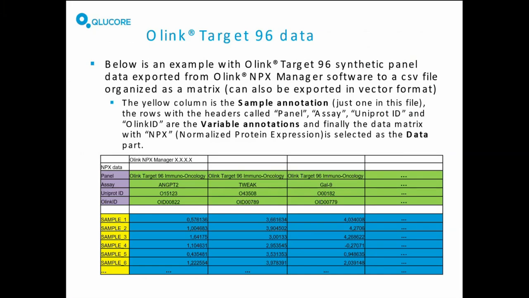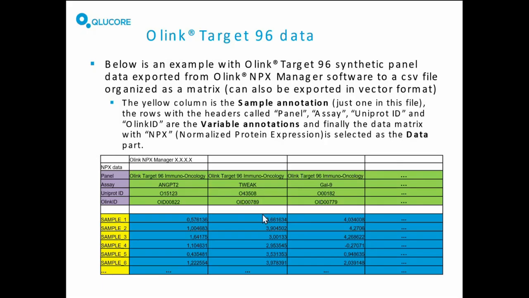For instance, target 96 and target 48 panels. And here we'll have a look at the target 96 synthetic data set. It's data that you normally export from Olink NPX Manager software to a CSV file, and in this case organized as a matrix.